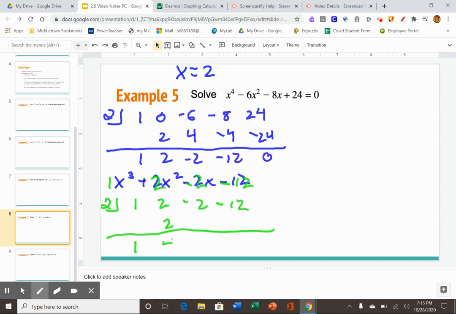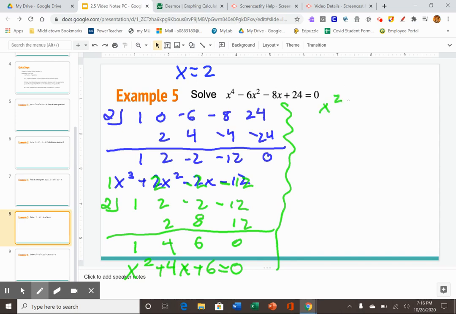1, 2, 4, -8. Oops, I'm sorry, hold on. Sorry, this should be +8. So 4, 8, 6, 12, 0. So now we have x squared plus 4x plus 6 equals 0. Now we have a quadratic, so now we can solve the quadratic.